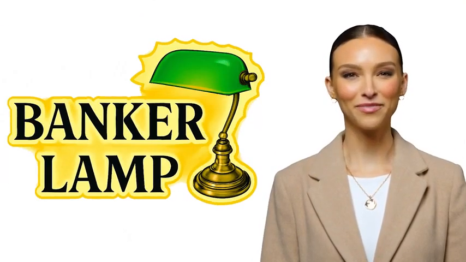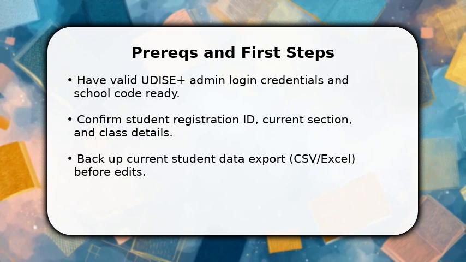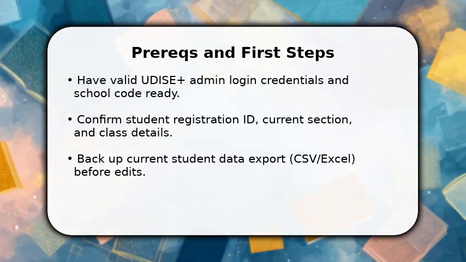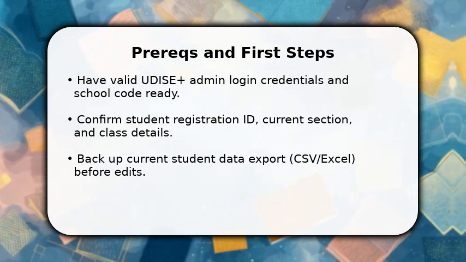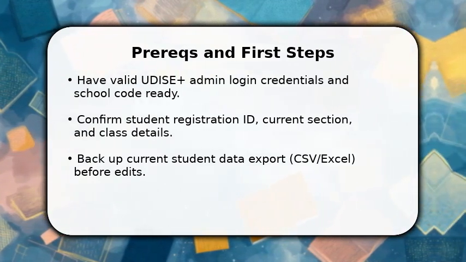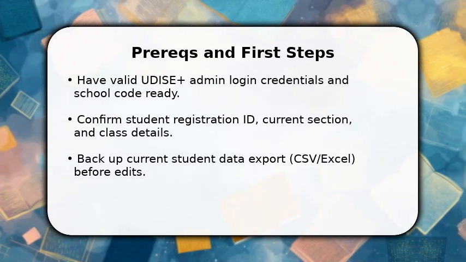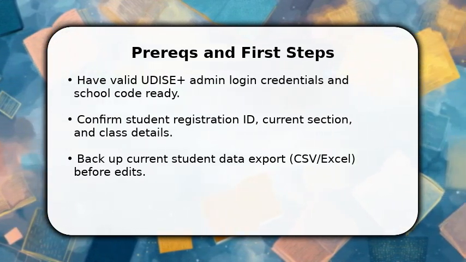Please enjoy the video. You begin by ensuring you have admin access and the school's Udise Plus code. This is non-negotiable. Once logged in, navigate to Student Management and open the Enrolled Students list. Make sure you locate the exact student by registration ID.